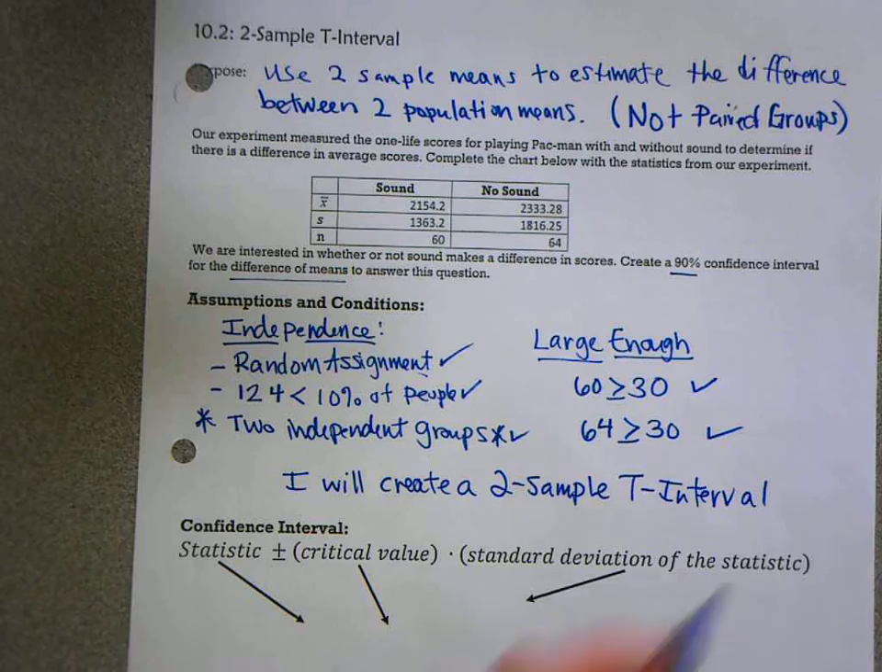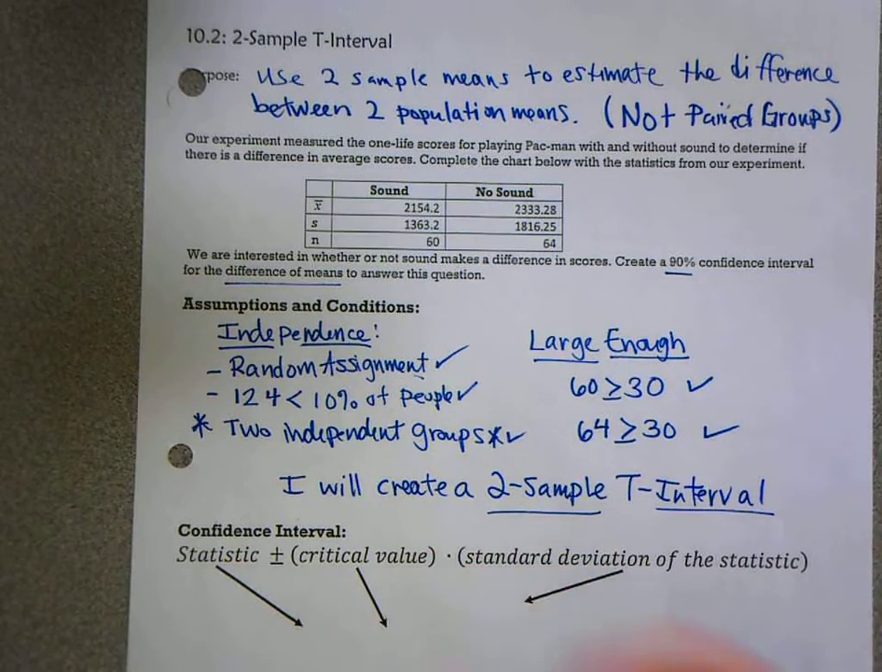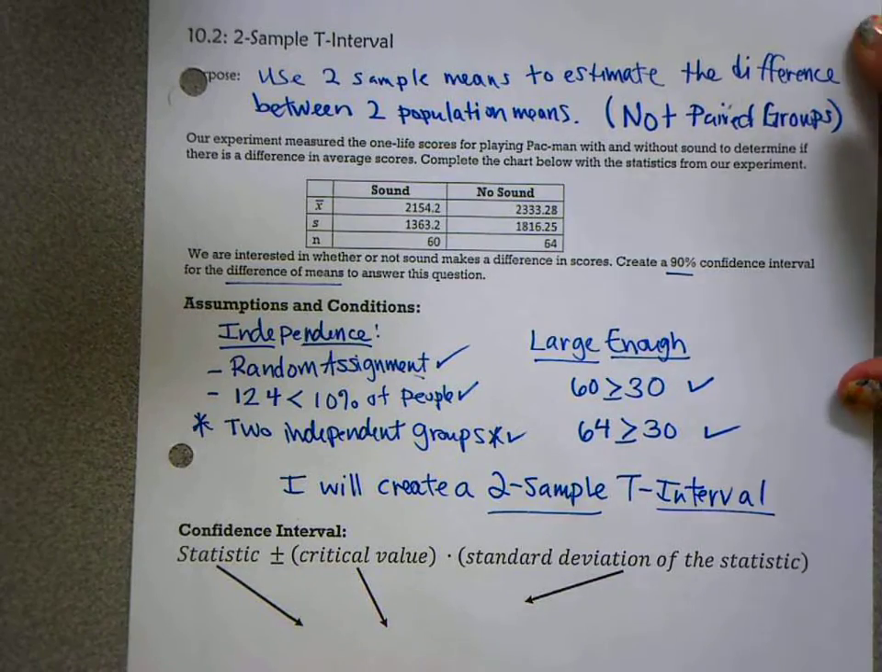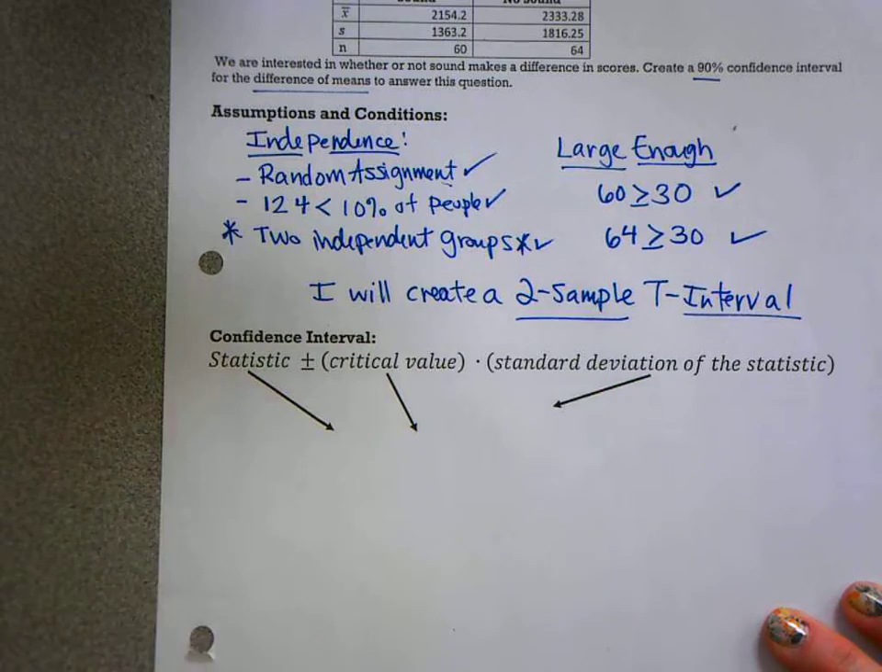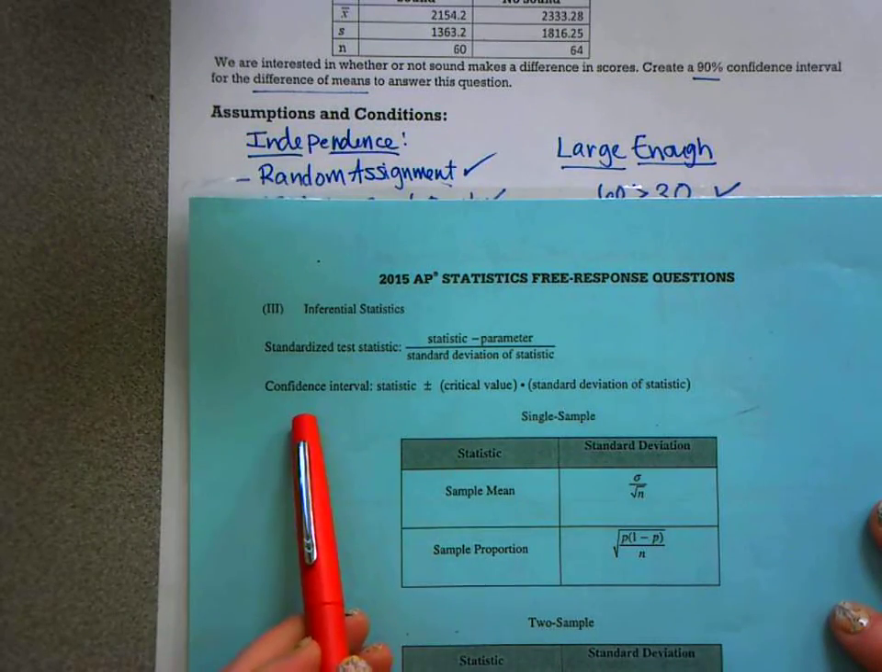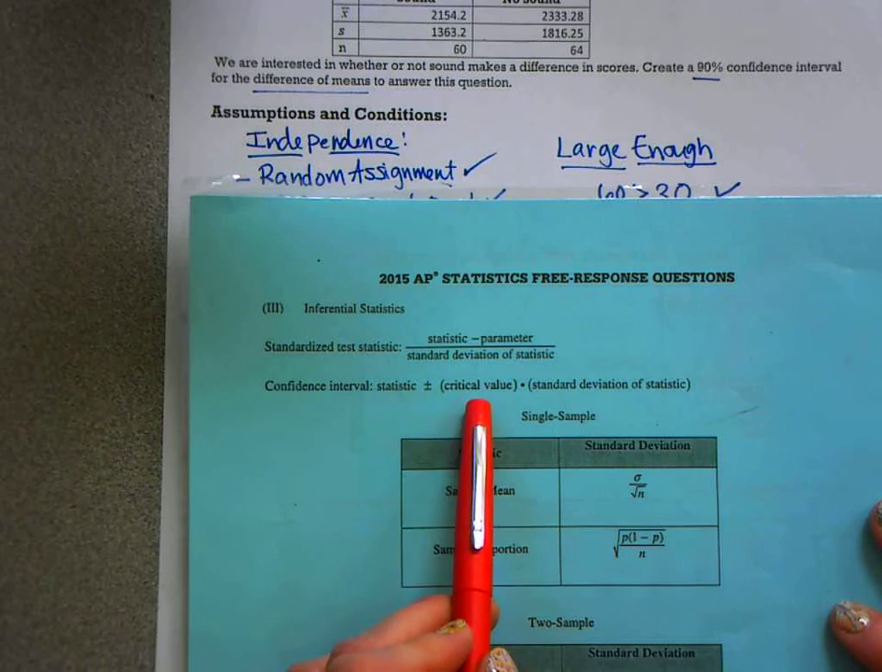So this is actually our fourth confidence interval that we've done. And they all follow the same exact structure. This is actually written on the formula sheet. I shall show you. It says right here that all confidence intervals are statistic plus or minus critical value times the standard deviation of the statistic.